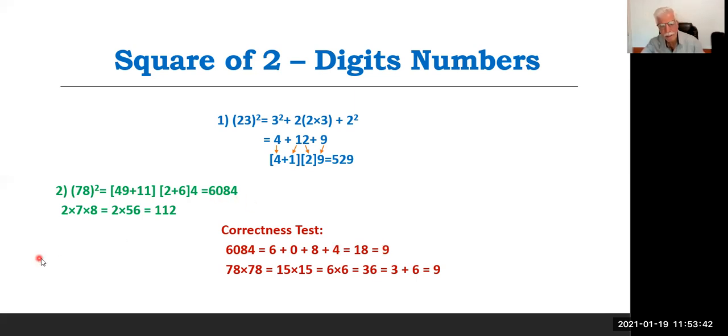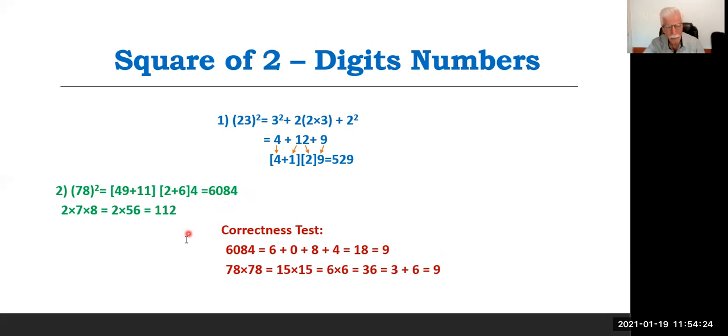Now we will find the square, because when you find the square of 78, in fact, you are multiplying 78 by 78. So you find a single digit of 78 and 78. If you add up 7 and 8 it is 15. This is also 15. Now, if you add up 1 and 5, it's 6. 6 by 6 is 36. If you add up 3 and 6 it is 9. Because this is 9 and this is 9, it means that the square we obtained here is correct.